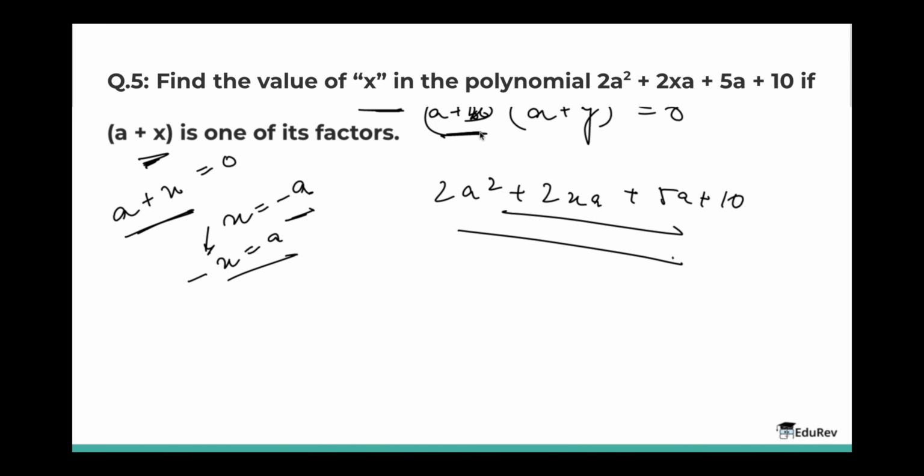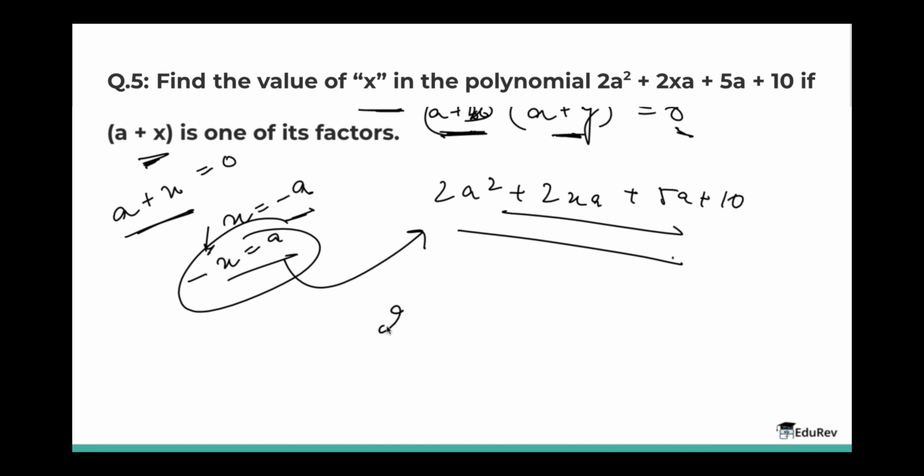So suppose this was the factor that is given and this is the factor that I assumed. This factor when equated to 0 will give me a equals negative of x, which I have written here. And I know this is a root. And when a root is substituted in the polynomial, it will make that polynomial equal to 0. So I'm going to do exactly that. I'll substitute minus x into this and equate it to 0.